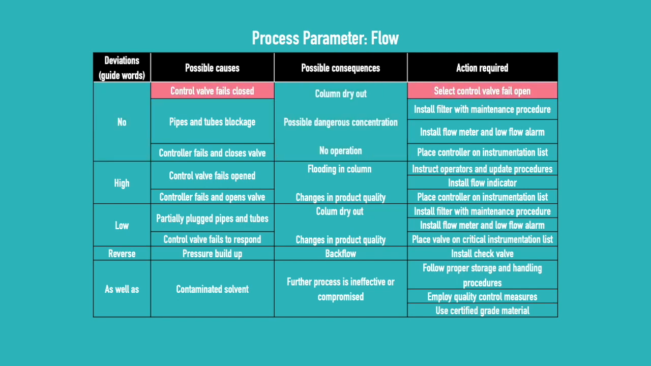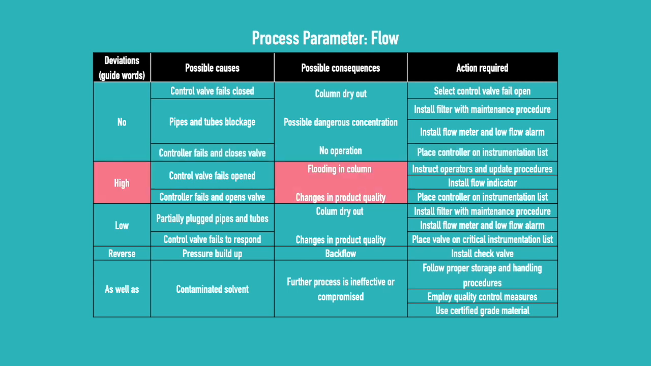It can be caused by the use of control valve fails closed, hence it is recommended to use a control valve fail open instead. Blockage of pipes and tubes may also occur, so installing filter, flow meter, and low flow alarm can be done. Another possible cause is failure of controller that opens the valve, which can be resolved by placing the controller on instrumentation list.